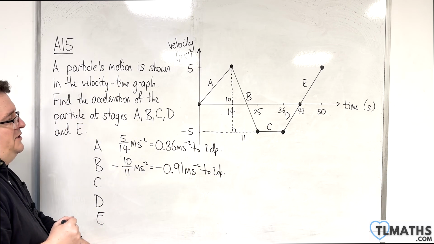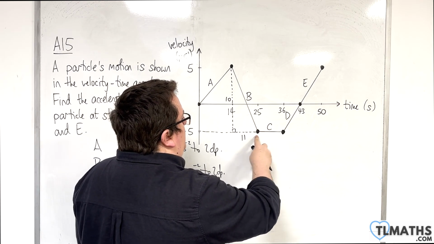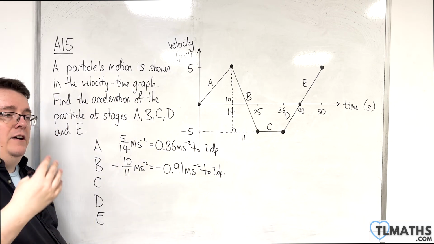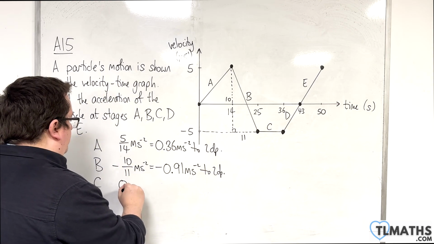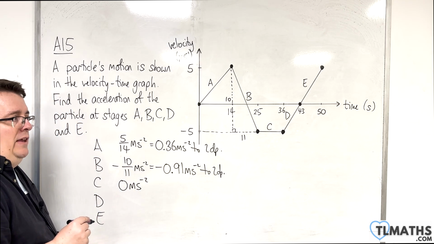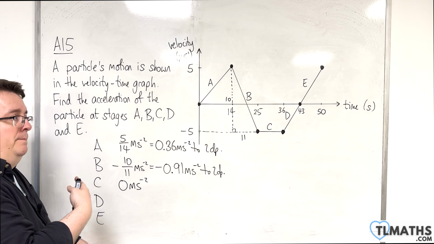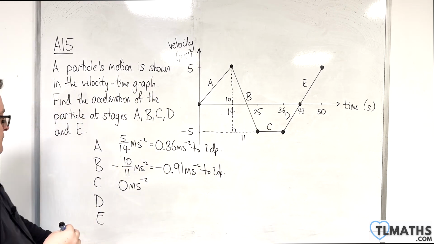So let's look at section C. Stage C is this one here. So this is horizontal, okay? So the gradient of that line is 0, so the acceleration here is 0. What that means is it's neither getting faster nor slower, okay? So we're not changing speed there.